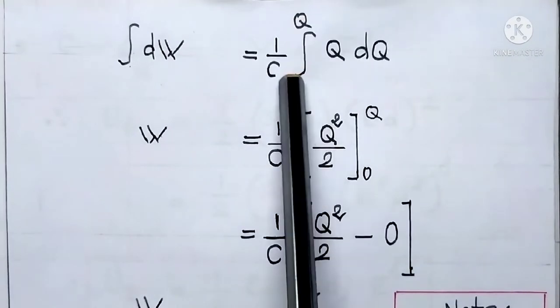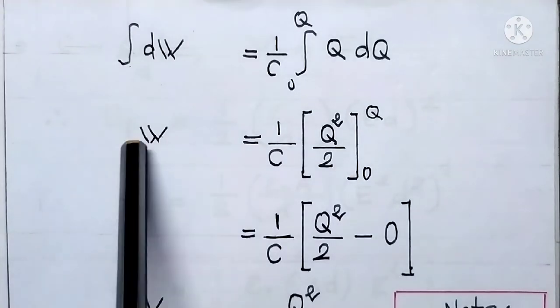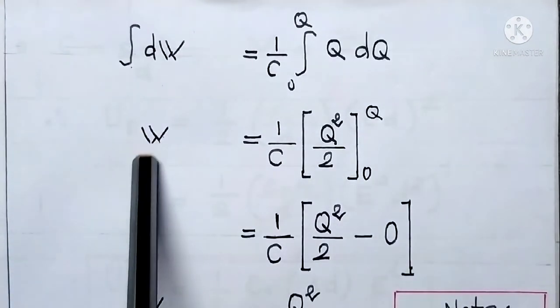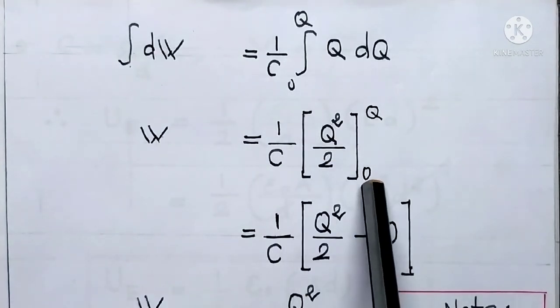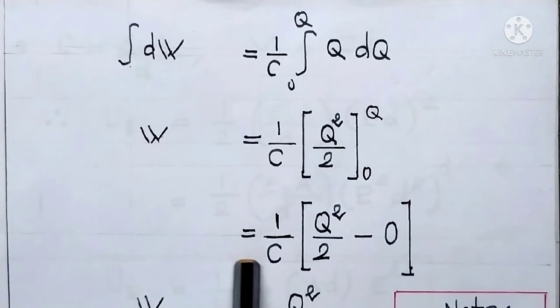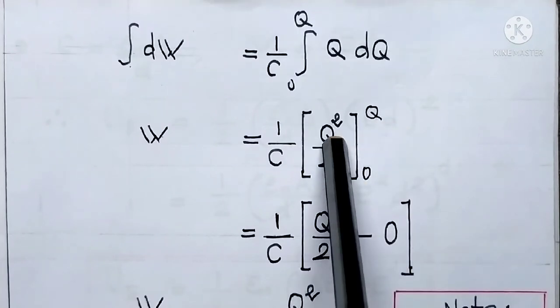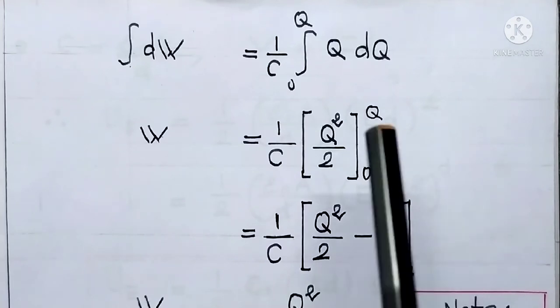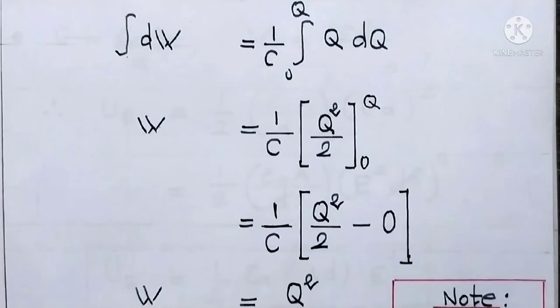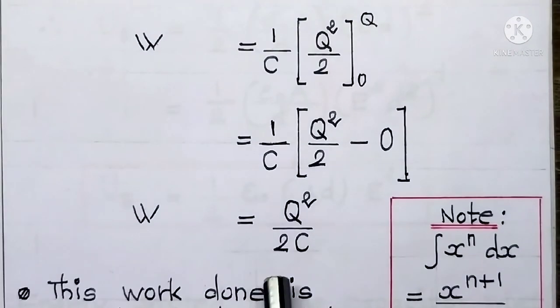So here when we integrate Q dQ, we get Q squared by 2. Here integration of dW is nothing but W. So W is equal to 1 by C into Q squared by 2, and the limits are 0 to Q. So first let us substitute Q in the place of Q, so Q squared by 2, minus, again we substitute 0 in the place of Q, so we will get 0 only. So W is equal to Q squared by 2C. So this is the expression we get.